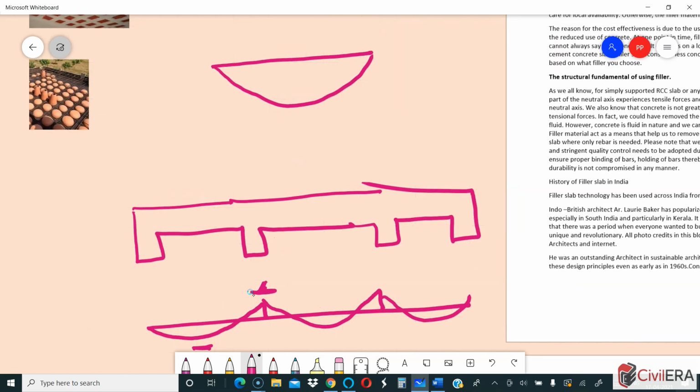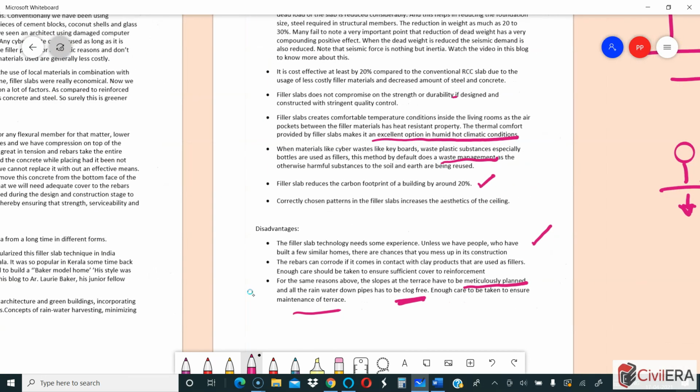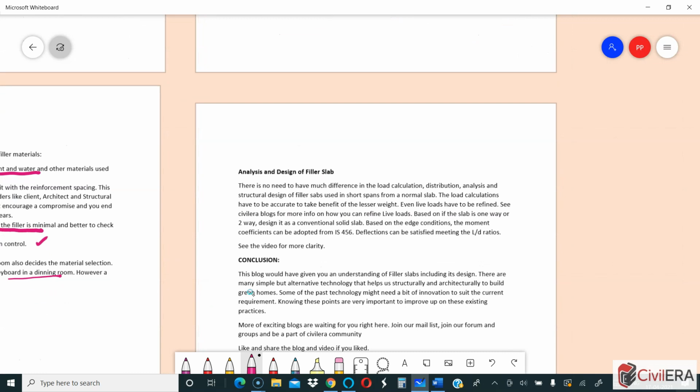So if you are doing this, what I recommend is don't release that moment. You can probably consider a band here and avoid having your filler very close to the support. You can provide additional top steel for ensuring its capacity there, because the tension is at the top because of the hogging. So that's one additional point that you may want to consider. Everything else remains the same as in a normal solid slab. You can satisfy the deflection based on the L/D ratios.